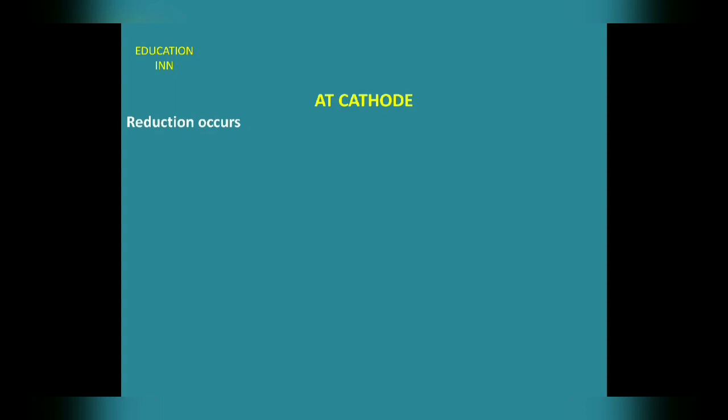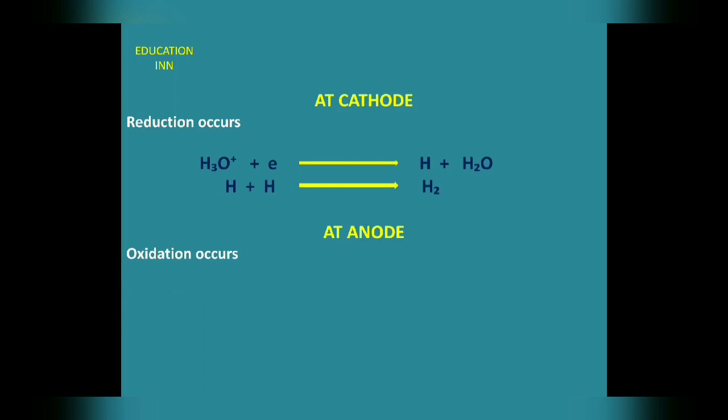Now let's see the reactions. At cathode, reduction will take place. Reduction means gain of electrons. So hydronium ion, being positively charged, gets attracted towards cathode and gains electrons because it has more reduction potential. So they produce hydrogen atom and water molecule. Then two such hydrogen atoms combine to produce hydrogen gas. Thus it is clear that hydrogen gas is produced at cathode.